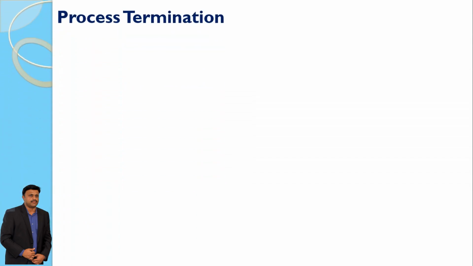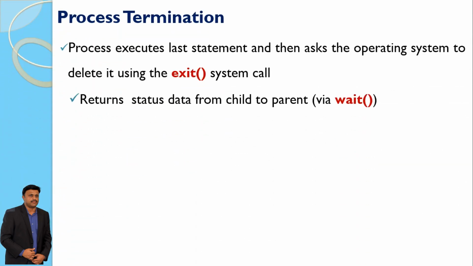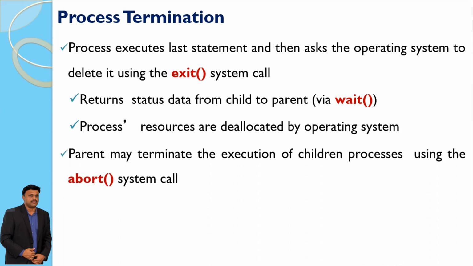In Unix, the fork system call creates a new process, and exec replaces the process's memory space with a new program, allowing dynamic process management.